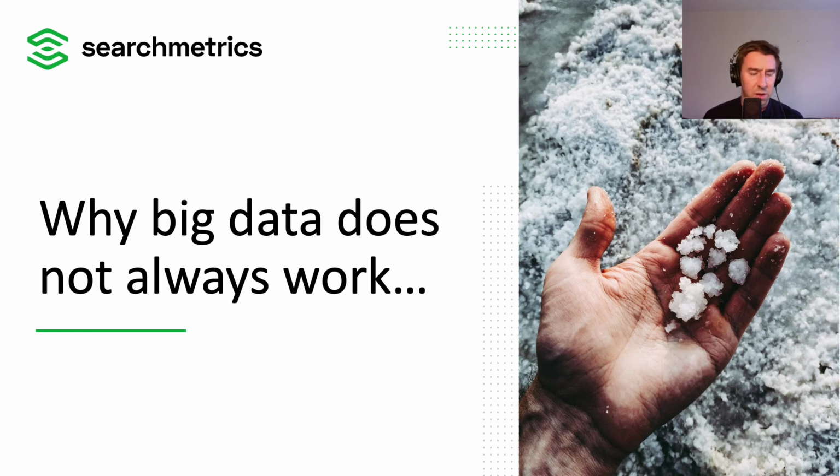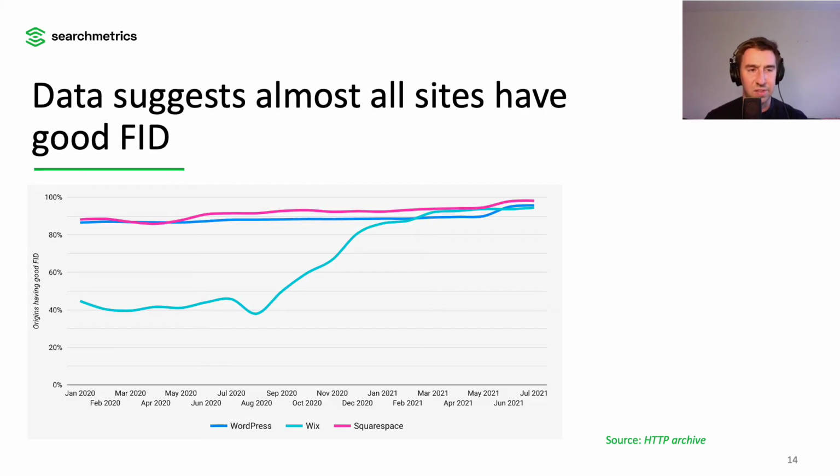So why is big data great? I'm a huge fan of big data. I'm a data analyst myself, but it doesn't always work, and we do have to take it with a grain of salt. Here's a really good example. Again, from the same HTTP Archive dataset, FID stands for first input delay. Again, one of the 3 Core Web Vitals metrics. It's a proxy metric for user interactivity. In simple terms, it measures how long a user has to wait before interacting with a page.